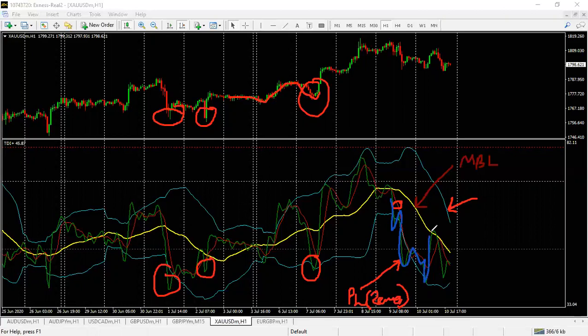We are saying it must find its way into the boundaries. All right. Now, this is what we call the mid 50 level. Mid 50 level, normally this is where consolidation takes place.